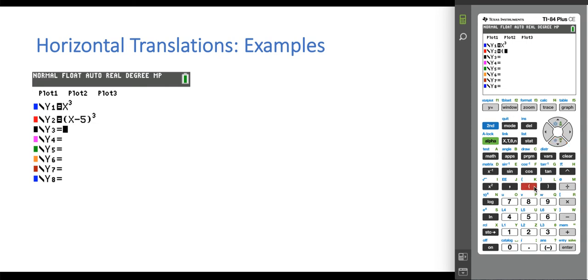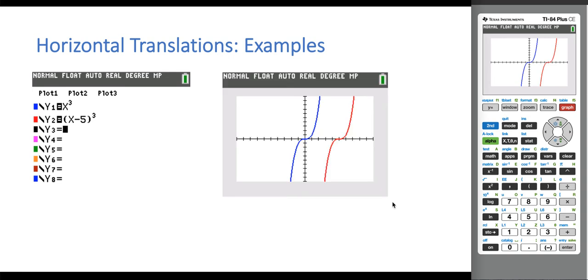And I'll type x minus 5 in parentheses. Whoops, accidentally typed a plus. So a minus 5 and to the third power. And look at those graphs. So what happened? The parent function is y equals x cubed, graphed here. And then what happened to (x minus 5) cubed? You can see it here in red.